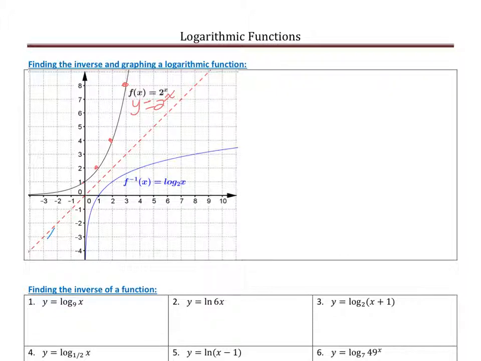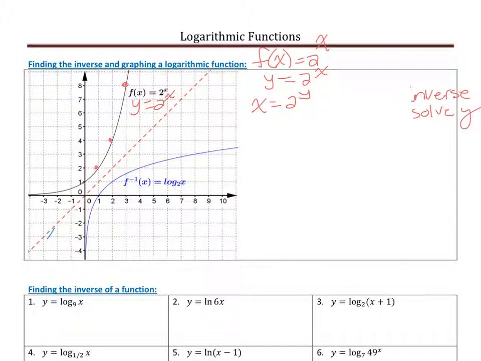Okay, so we've got our function here, f of x equals 2 to the x. And how do we find the inverse function? Well, to find the inverse function, we are going to replace the x and y. I'm just going to go ahead and make this y equals 2 to the x. So we're going to replace this as x equals 2 to the y. All right, that's the step we're taking to find the inverse. Now we need to solve for y.